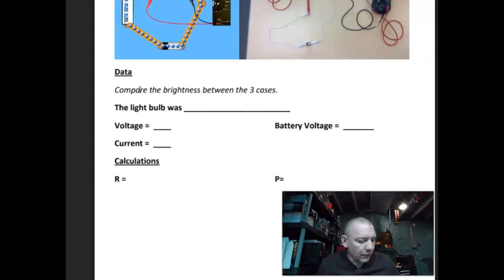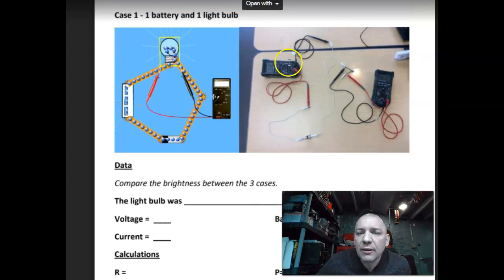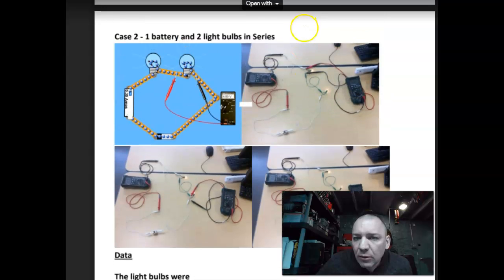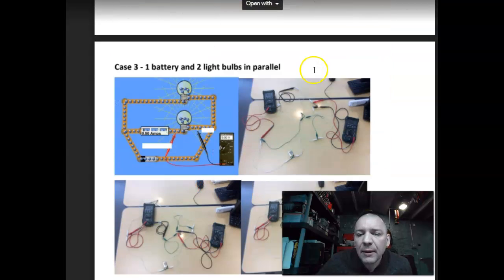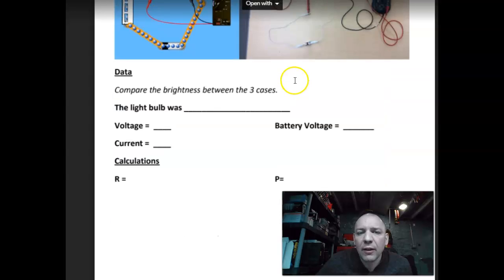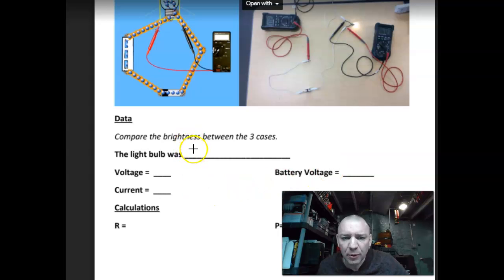For us, the first one, they ask you about the light bulb. We want to compare the brightness. Here you can quickly see how bright it is in case 1. Look down in case 2, not as bright. In case 3, a little bit brighter. And then you want to make a comparison of those. So for me, I think this one definitely is the brightest, and I can write that in. You can say it's the brightest. I'll just put really bright.